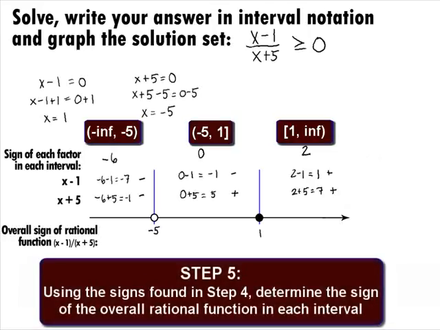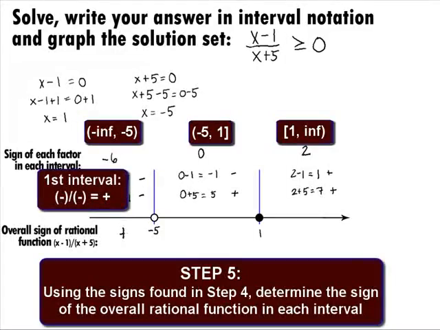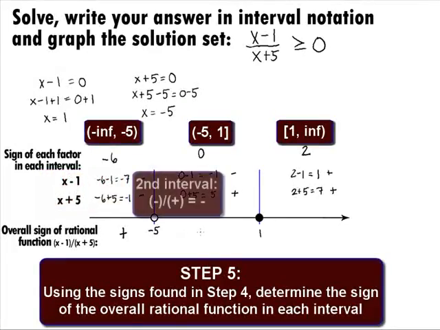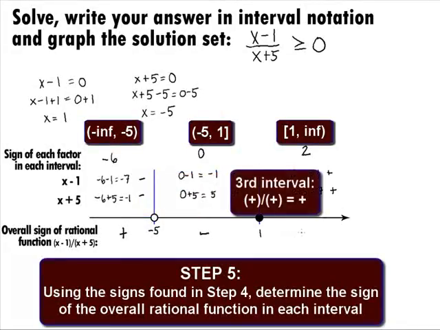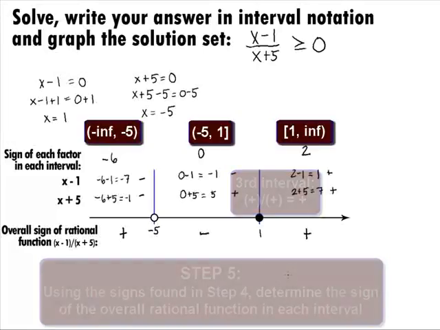In step 5, we want to use the signs found in step 4 and determine the sign of the overall rational function in each interval. In the first interval of negative infinity to negative 5, we would have a negative divided by a negative, so the sign of the quotient of those two factors is positive. In the second interval of negative 5 to 1, we would have a negative divided by a positive, so the sign of the quotient of those two factors is negative. In the third interval of 1 to infinity, we would have a positive divided by a positive, so the sign of that quotient of those two factors is positive.